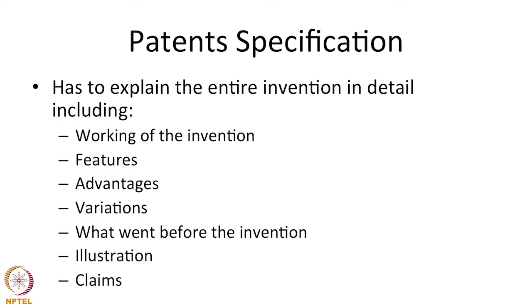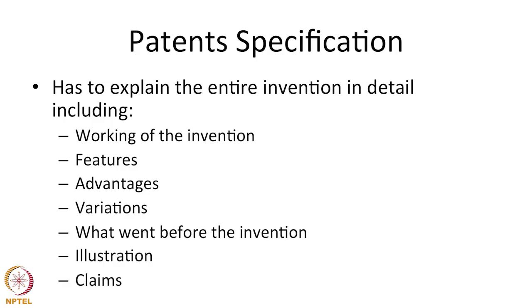The patent specification will have to explain in detail the entire invention. And it is not just the invention, the working of the invention, the features of the invention, the advantages, the various variations in the invention, and the right holder will also have to explain what went before the invention. So it's a narrative. He explains his invention, and before that, he explains the background of the invention. What were the technologies before him, and how it was not possible for a person skilled in the art, which is his peer, to come up with this invention, but he, with his inventive effort, was able to come up with it.